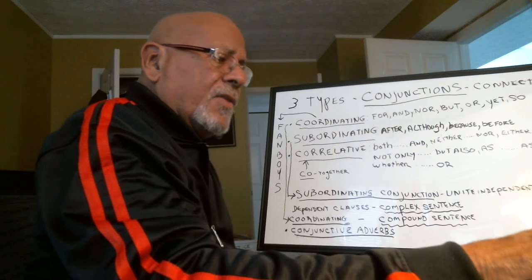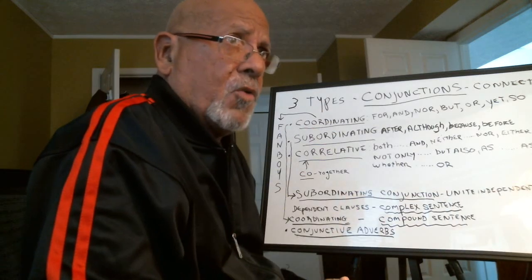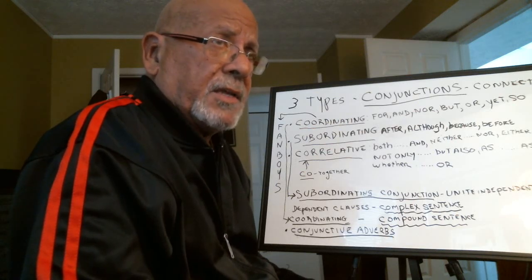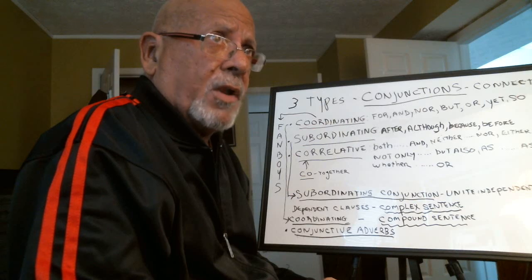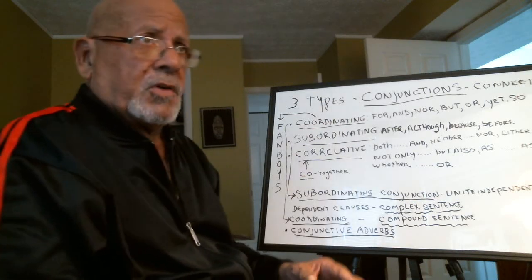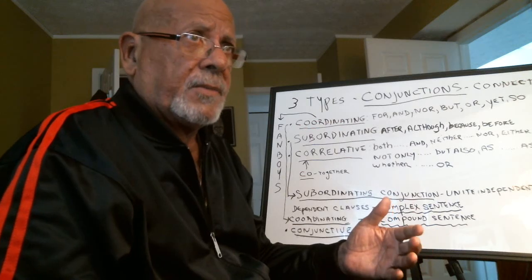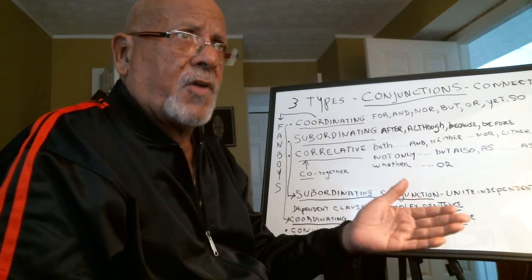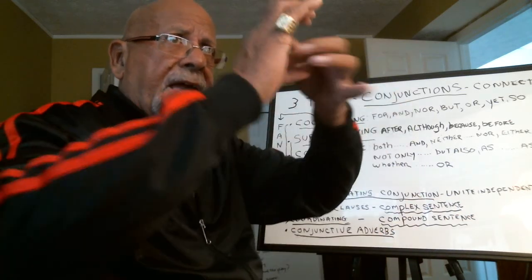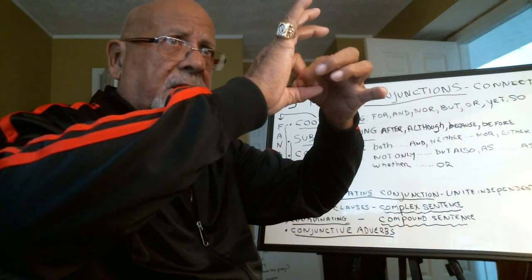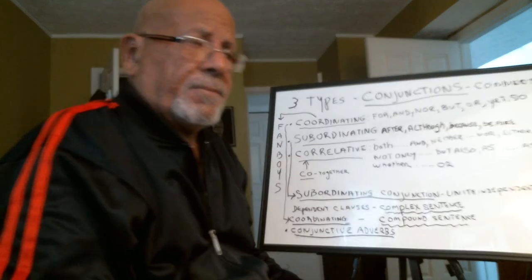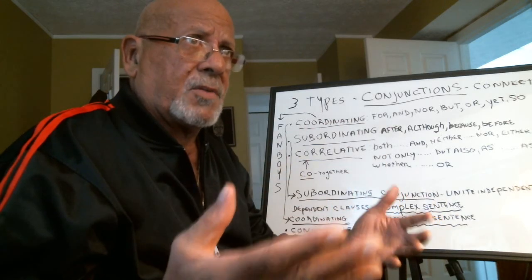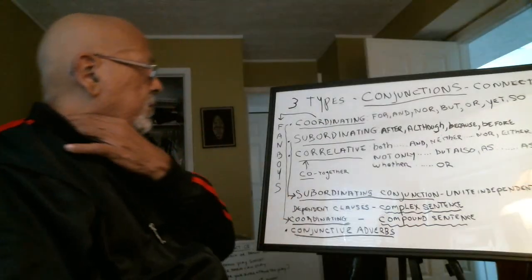And one of the functions of a coordinating conjunction, when it connects 2 independent clauses, it creates what we call a compound sentence. So you're going to have in one independent clause your subject, your verb, and predicate. You're going to have a coordinating conjunction connecting the other subject, verb, and predicate. So you're going to have two subjects, two verbs, and two predicates to make one sentence. You call that a compound sentence.